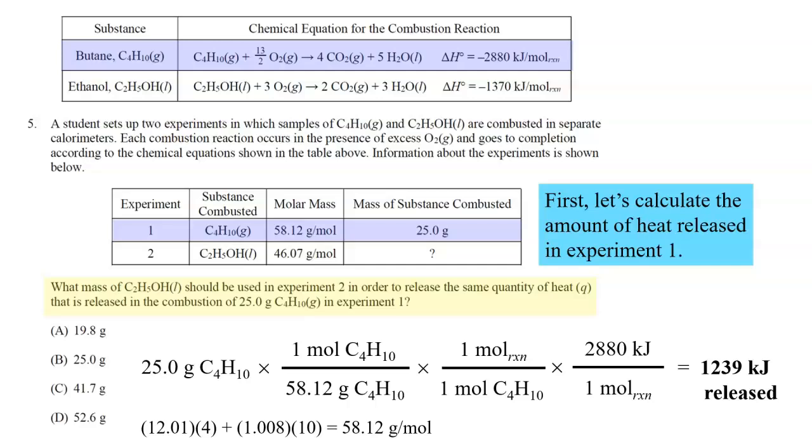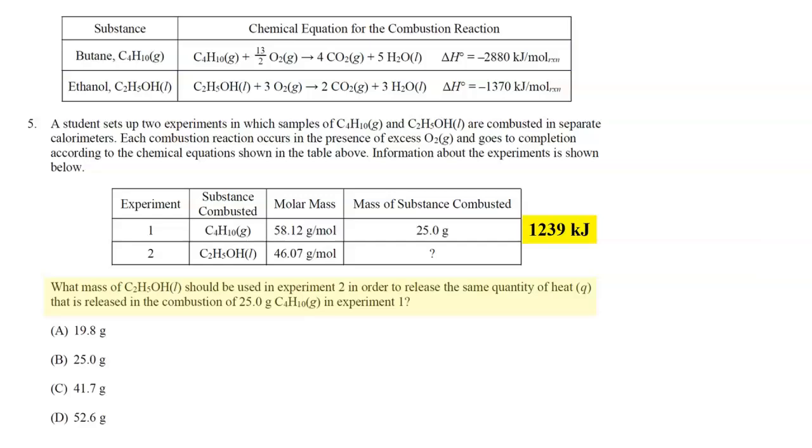Let's start with that number and do the calculations for experiment 2. So with experiment 2, now we have ethanol and we have the other chemical equation for the combustion reaction. So 1,239 kilojoules.